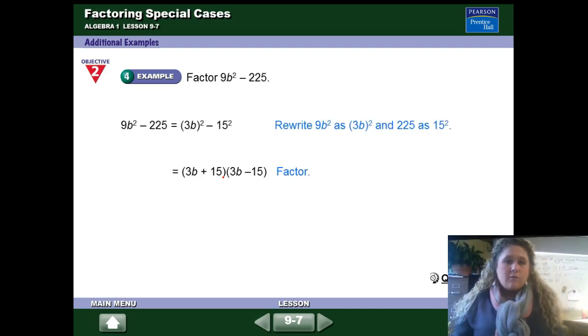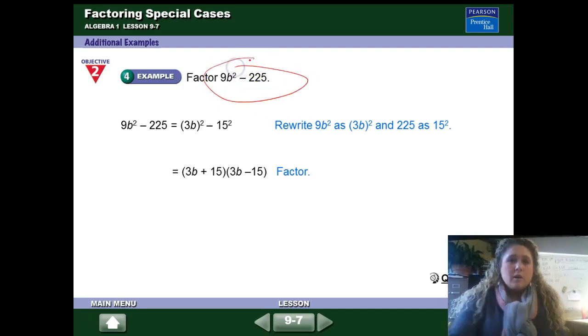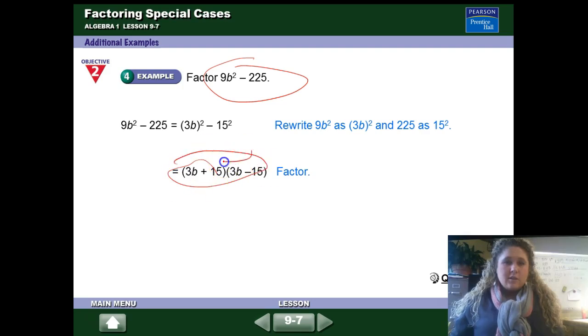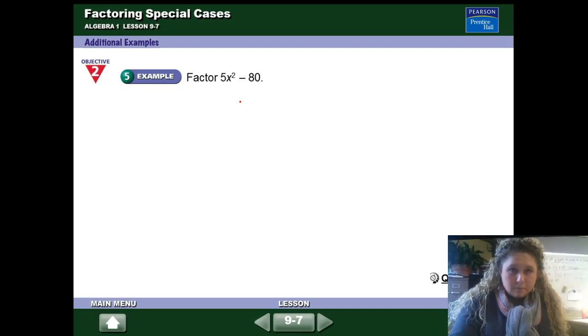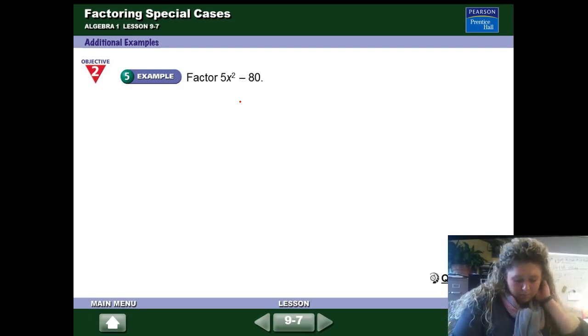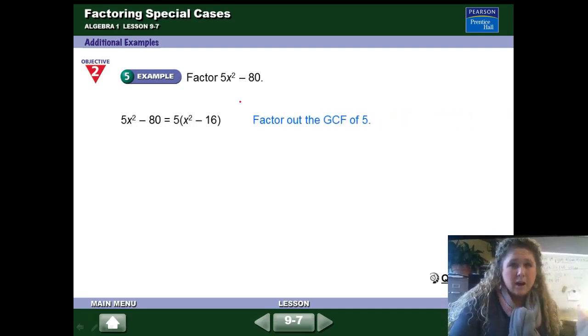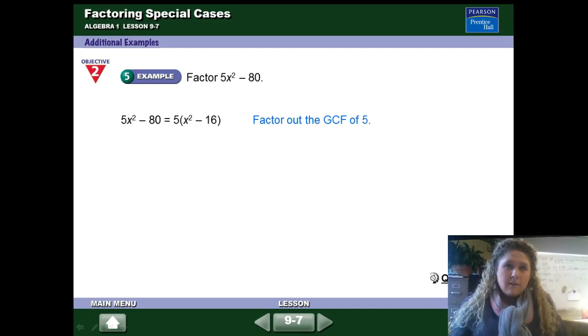Once you FOIL and check it, you will find that you do get your original, and so that it does work, that these two are the factors of your original. This last example here is just another one where you can pull something out to start. So 5 is a factor of 80, so I can pull out a 5 and get x squared minus 16.